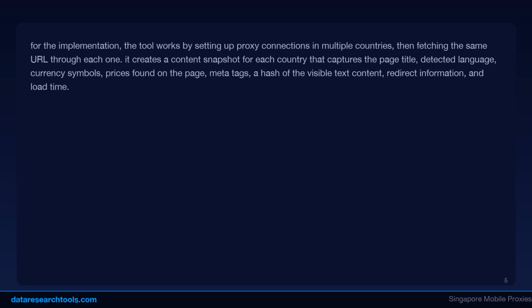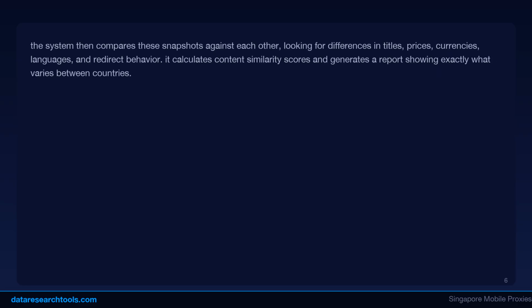For the proxy setup, you need residential proxies with geo-targeting capability. Residential proxies are essential here because data center IPs are often served different content or blocked entirely. Most quality proxy providers let you target by country, and some offer city-level targeting. You rotate through proxies in different target countries to fetch the same URL and compare what comes back.